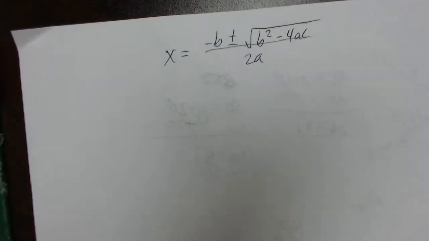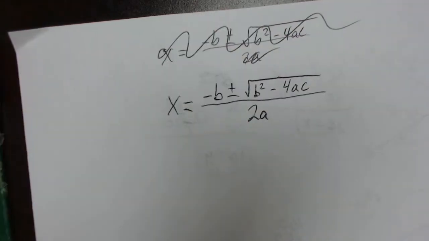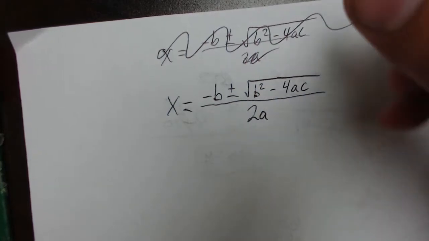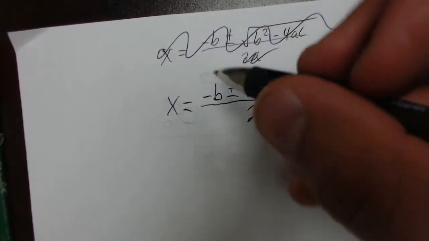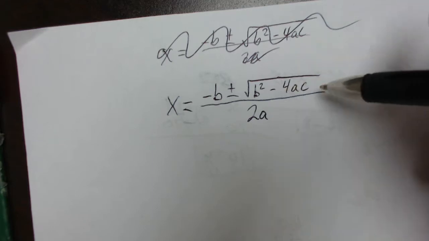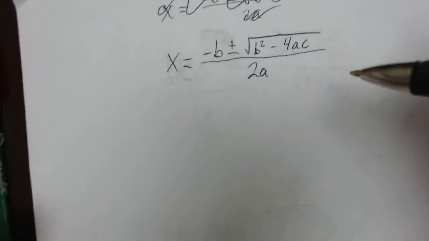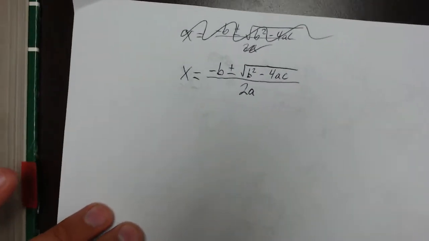I'll rewrite this really quick. That line's kind of bugging me. Okay. So there it is. Now it looks a lot better. Negative b plus or minus square root of b squared minus 4ac all over 2a. You need to memorize this. That's the end of it. You got to memorize it.